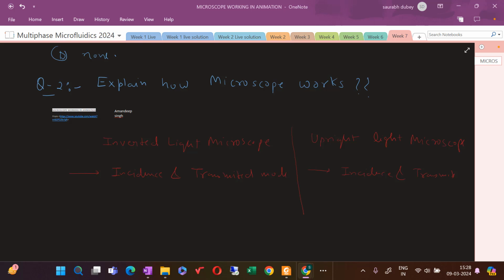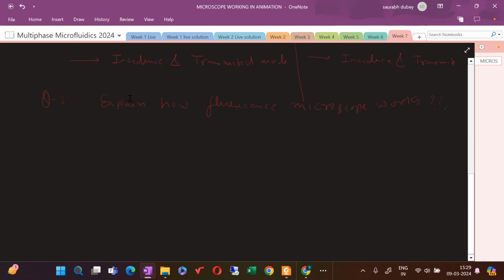And now we are in a situation that we can talk about the microscope, this fluorescent microscope, which we have also looked at. So let's take it as question 3: explain how a fluorescence microscope works. This could also be an instance of the inverted or upright type. So we are done with this.